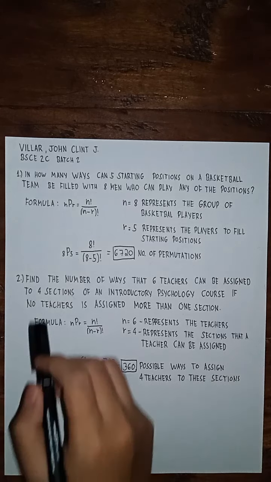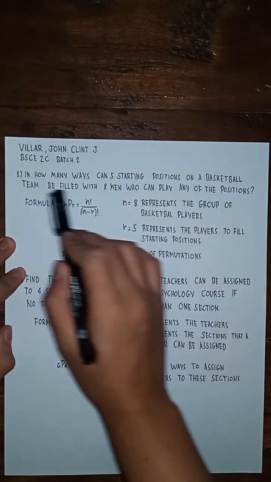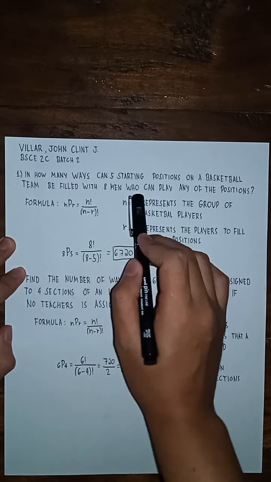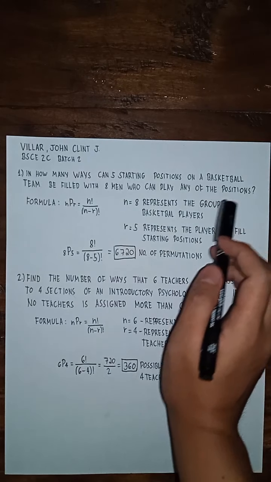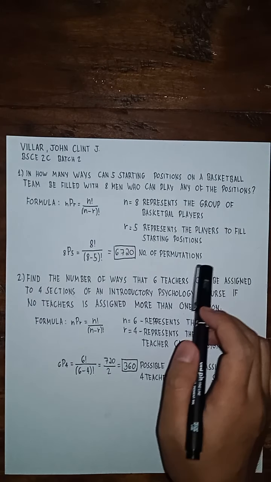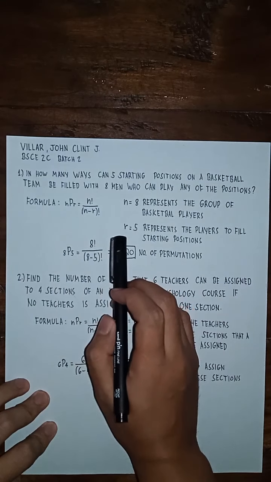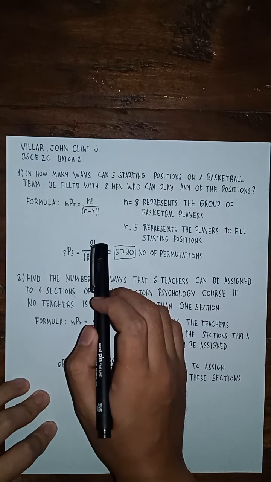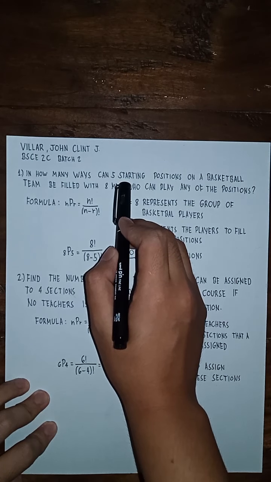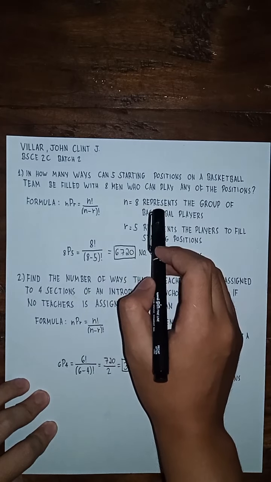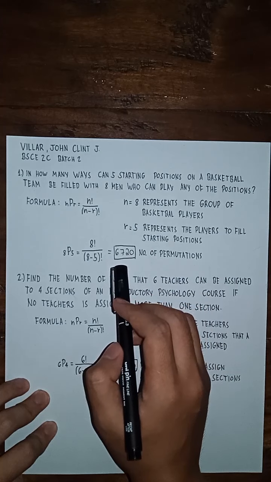Okay, so question number 1. In how many ways can 5 starting positions on a basketball team be filled with 8 men who can play any of the positions? So, dito sa problem na ito is we need to obtain in how many ways can 5 starting positions on a basketball team be filled with 8 men. So dito meron tayong 5 different positions. So ang gagamitin natin is permutation because the positioning or ordering of the players is very important.